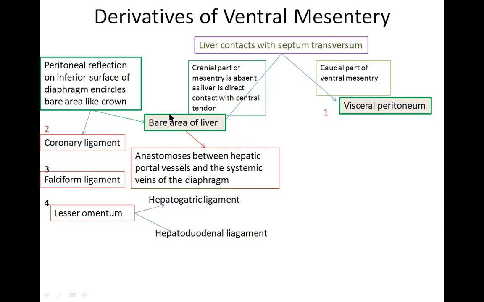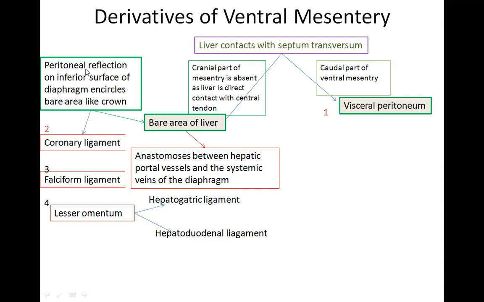Now, what happens after the formation of the bare area? Because there is no peritoneal fold at that area, it forms a site where directly the hepatic portal system and the systemic veins of the diaphragm, they will anastomose with each other. So that is the clinical importance of the bare area of the liver.